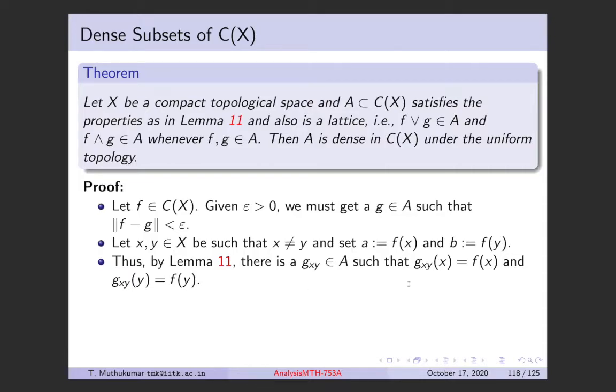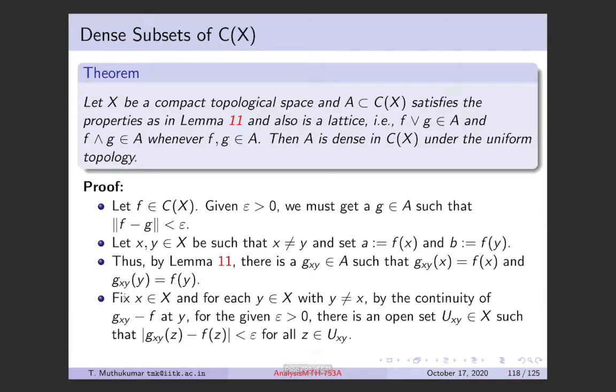So here if you notice, g_xy minus f evaluated at x is 0, and g_xy minus f evaluated at y is 0. So you define this function. You fix x, now you only vary y. For each fixed x and y, since x and y are distinct, you use the continuity of this function, g_xy minus f, at y.